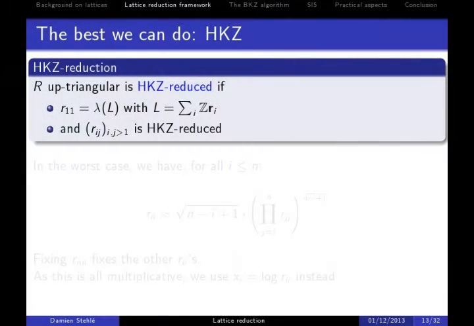Okay, so before actually saying how to do it, what is the best we can achieve? So arguably the best is HKZ reduction, Hermite-Korkin-Zolotarev. So how is it defined? We have R upper triangular is said HKZ reduced if R11 is the shortest you can get, so it's the minimum of the lattice spanned by the columns of R. So R11 is as small as possible. And if you take the bottom n-1 times n-1 square submatrix, so the rest, once you've removed the first row and the first column, this rest should be HKZ reduced as well.